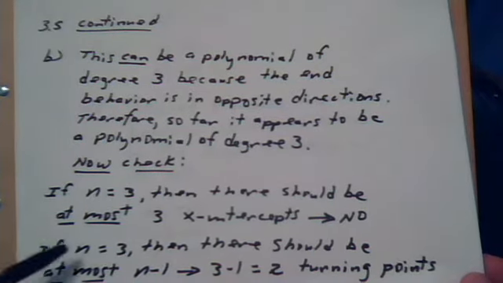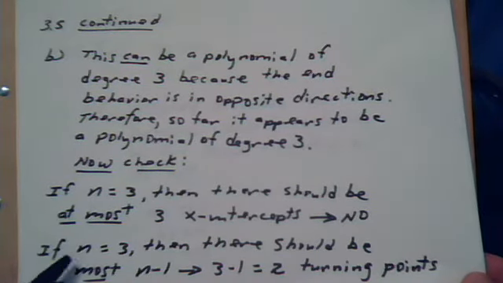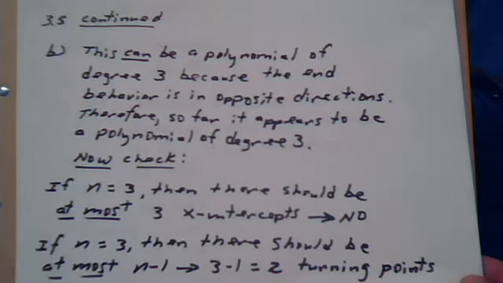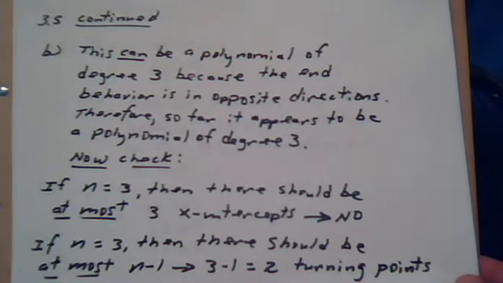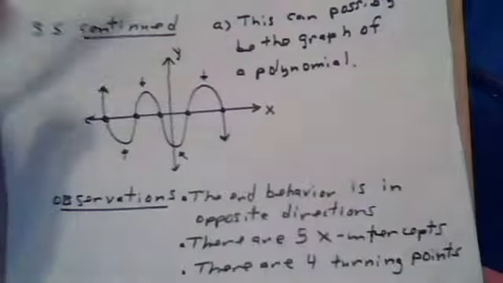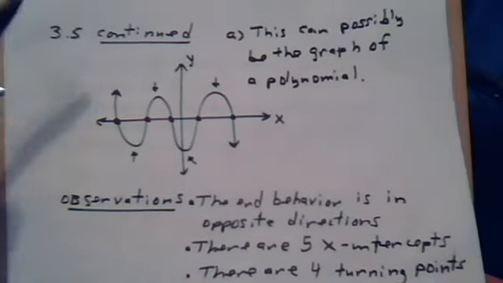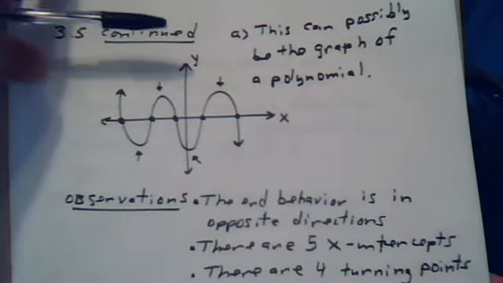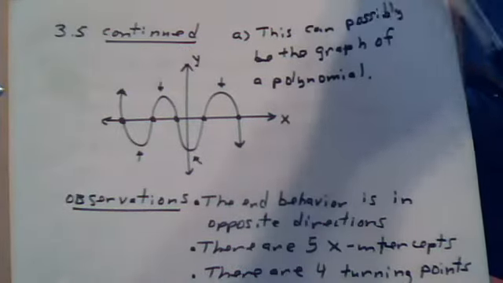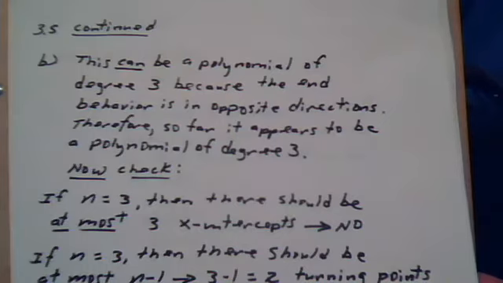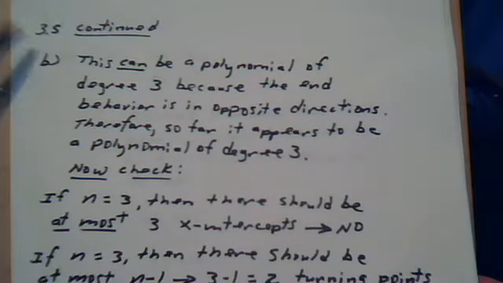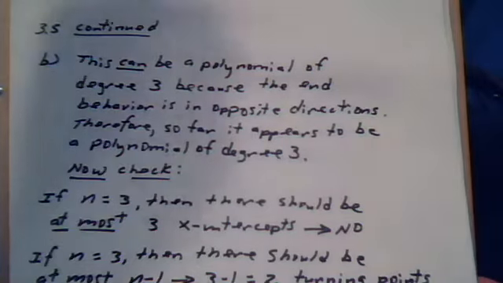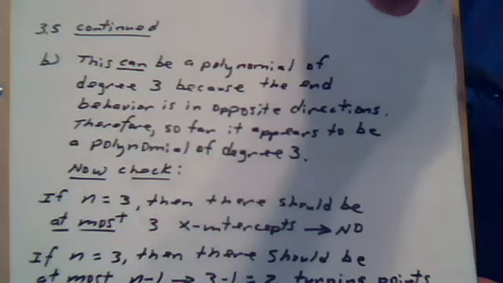If we were to go on and answer the question of turning points, n equals 3, so n minus 1, which is 3 minus 1 is 2, there should be at most 2 turning points. So therefore, it's also disqualified in the turning points. This one has 1, 2, 3, 4 turning points. But our formula says it should have at the most 2 turning points. So B is no. The graph that we have here cannot be a third degree polynomial.